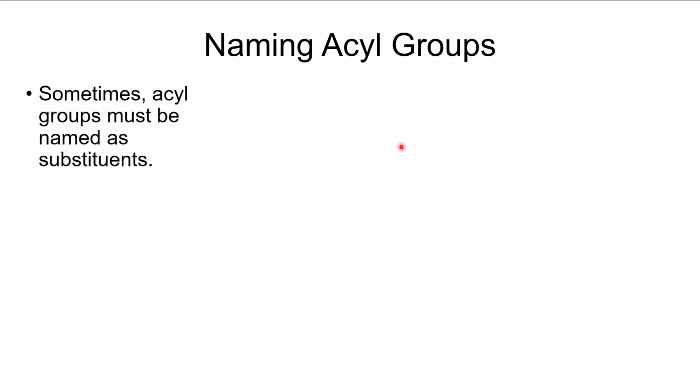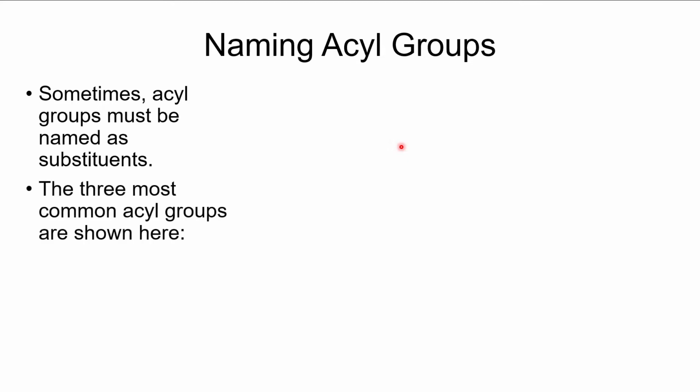If we have an acyl group as a substituent, either an aldehyde or a ketone as a substituent, we can use these names to name those substituents. So if you have one of these on a ring and you've got some other stuff attached, you just want to name this component.